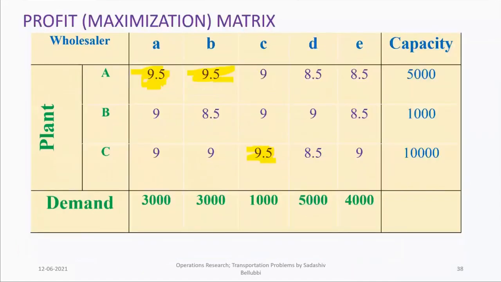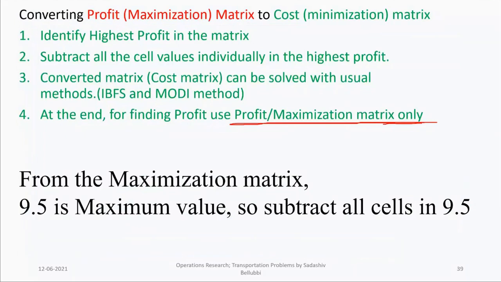This is the maximization matrix. I have written it there again, and 9.5 is the highest number. Here, how to convert that? Identify the highest profit in the matrix, subtract all the cell values individually from the highest profit. After that, the converted matrix can be solved with the usual method, IBFS and MODI. At the end, it is very important that for finding the profit, we are supposed to use the profit matrix only.